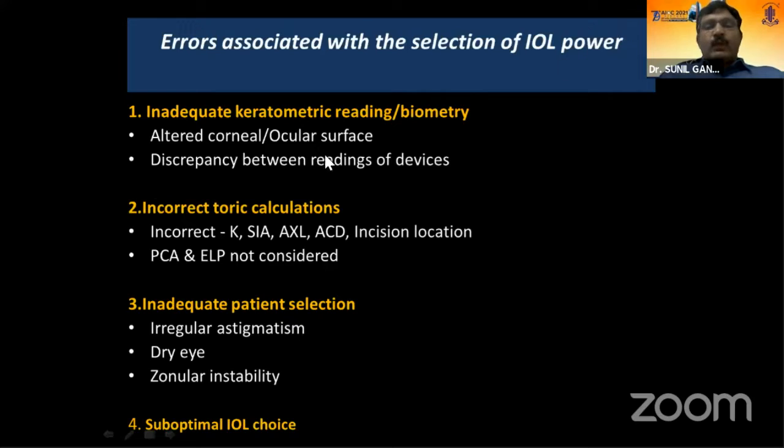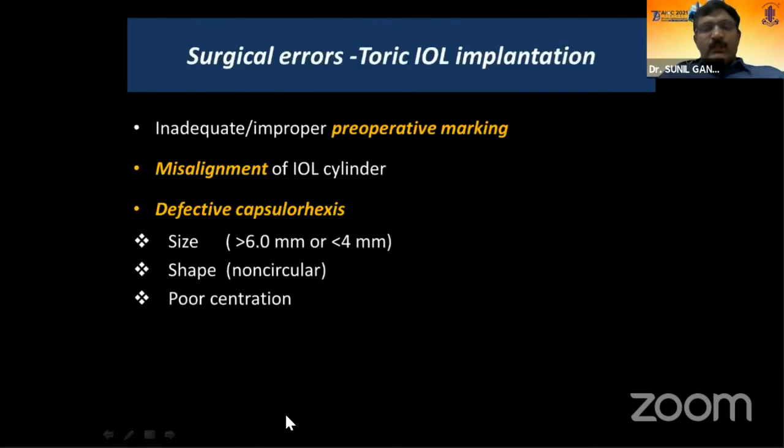Errors could be in the keratometry reading or in the biometry, incorrect toric calculations, as well as posterior corneal astigmatism and effective lens position. The patient selection itself could be poor. Suppose you operate on an irregular astigmatism patient, dry eye, zonular instability, or you could have chosen a suboptimal IOL. These are the causes for the residual astigmatism.